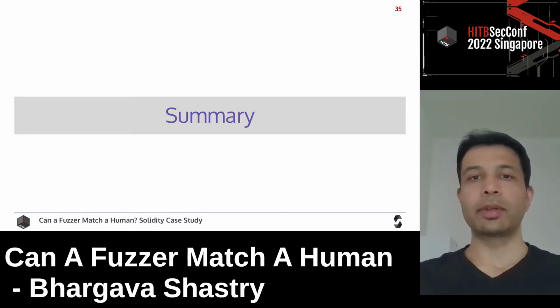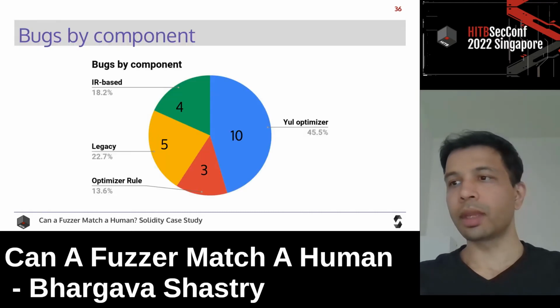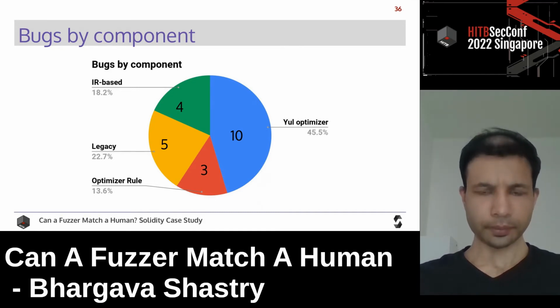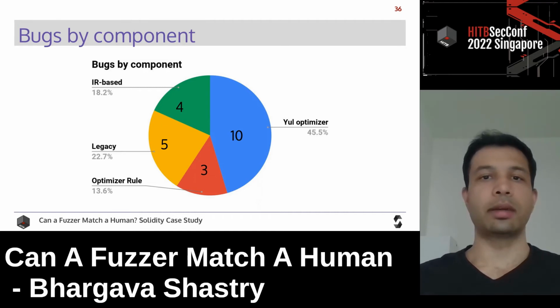In the next few slides, I'm going to summarize the results that we found using this approach at a very high level. So if we were to look at the bugs that were found by the fuzzer by component, most of them were bugs in the Yul optimizer. And the good news here is that all of these bugs were found before the Yul optimizer transitioned from experimental to production. So this had very little impact on end users because the component was specifically marked experimental release. So use at your own risk.